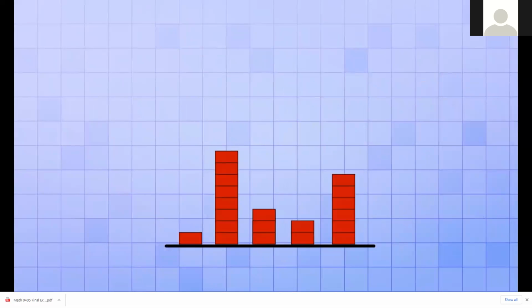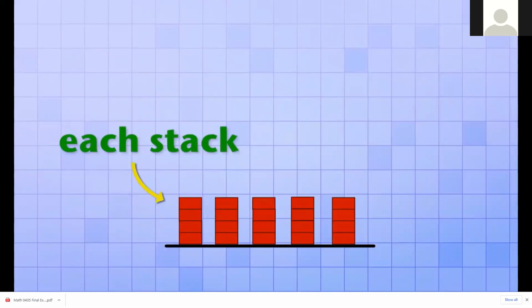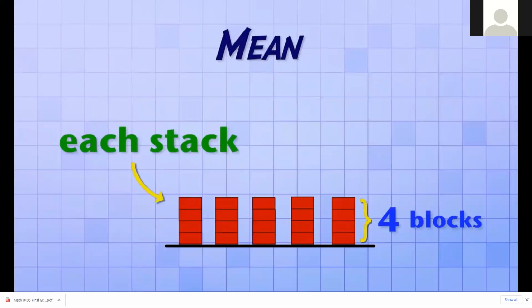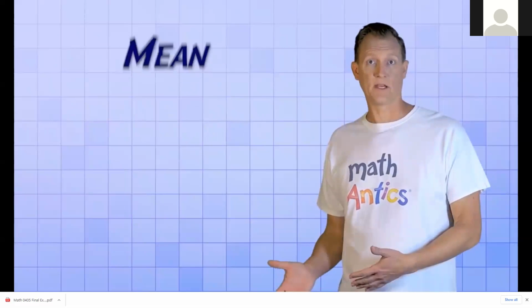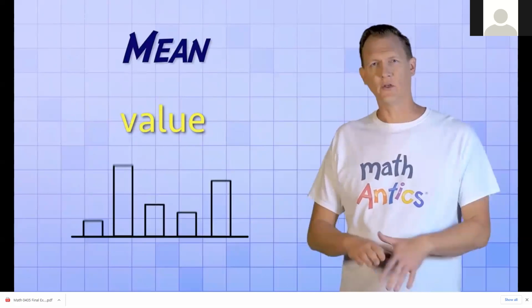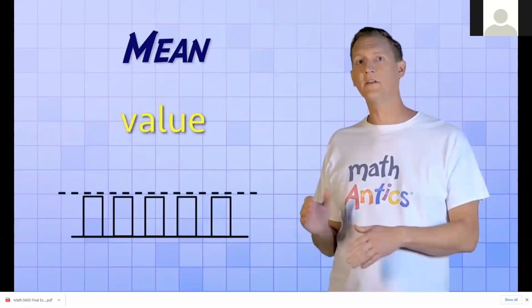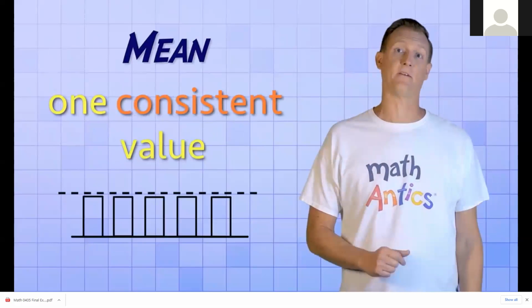Well, with a bit of trial and error, you'll see that we have enough blocks for each stack to have a total of 4. That means that the mean, or average, for our original data set would be 4. Some of the numbers are greater than 4, and some are less. But if the amounts could all be made the same, they would all become 4. So that's the concept of the mean. It's the value you'd get if you could smooth out or flatten all of the different data values into one consistent value.